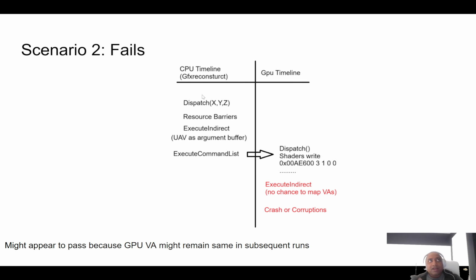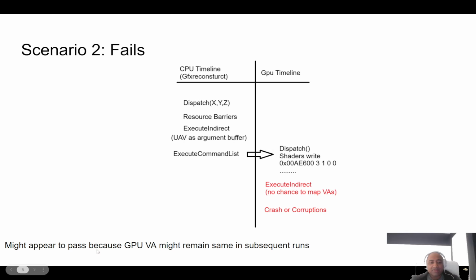The other scenario: games wouldn't want all these waits because we need performance. The dispatch and then the execute indirect have to happen without any wait in between. So the scenario is you call a dispatch, then on the CPU timeline put some resource barriers, call execute indirect, and then execute the command list and submit everything to the GPU at once. At this point, GFXR has no chance to map the VAs. So the end result is a crash or corruptions.